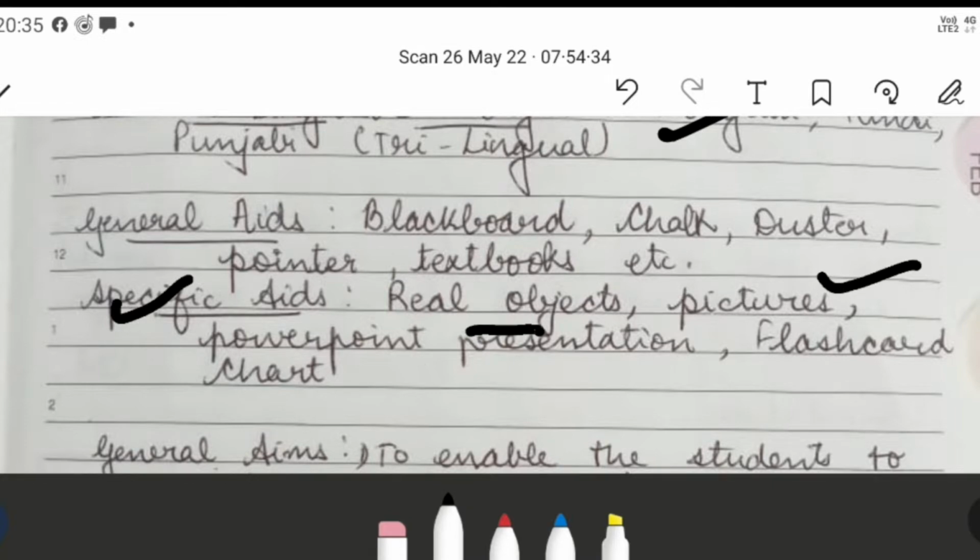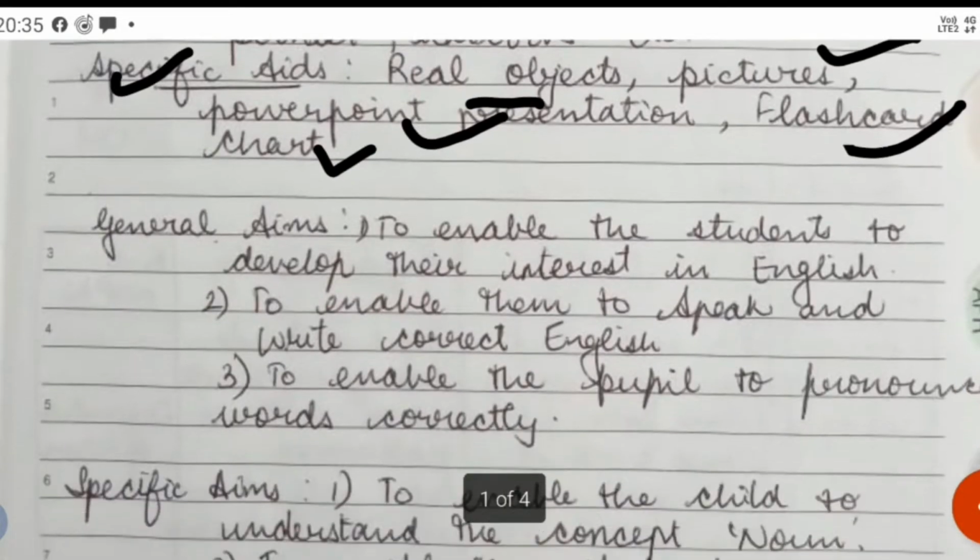पावर पॉइंट प्रेजेंटेशन अगर आपने बनाई है तो वो हो जाएगा। फ्लैश कार्ड्स या चार्ट जो भी आप लेके आए हो वो सब कुछ यहाँ पर मेंशन करना है। यू हैव टू मेंशन ईच एंड एवरीथिंग ओवर हियर। देन कम्स द जनरल एम, general aims, right?